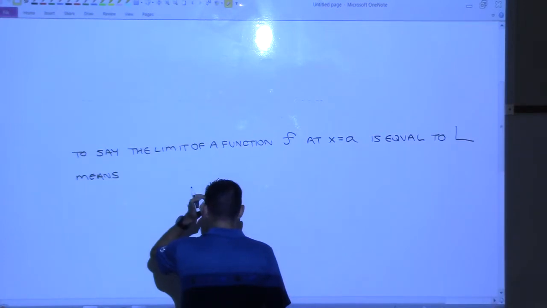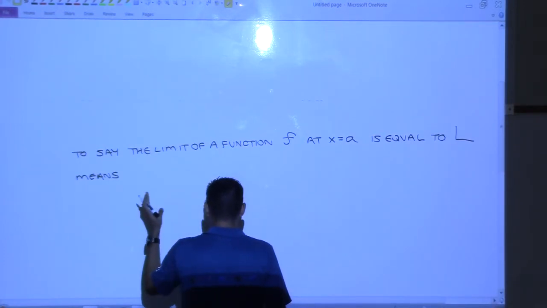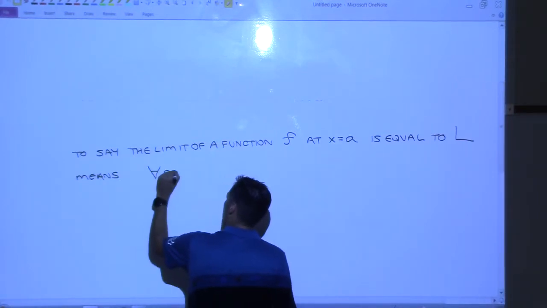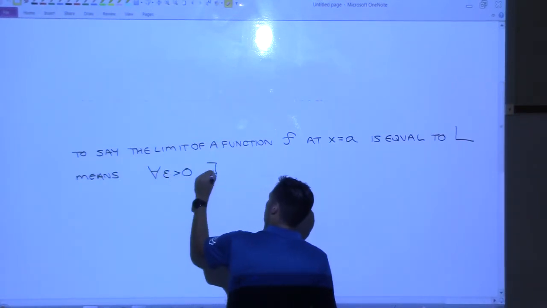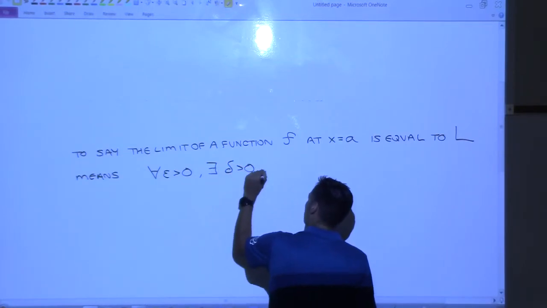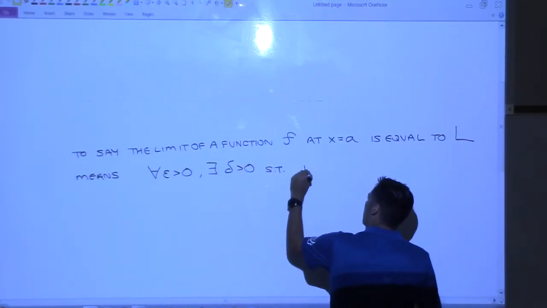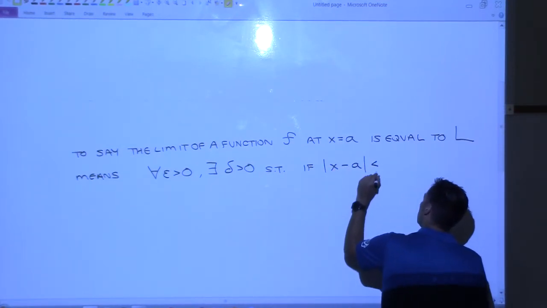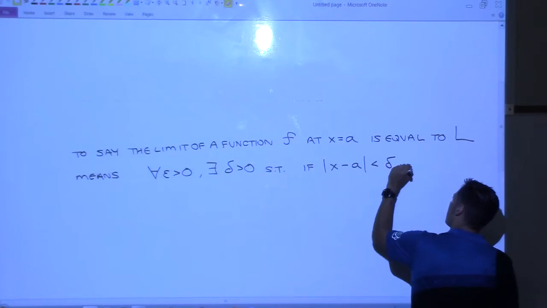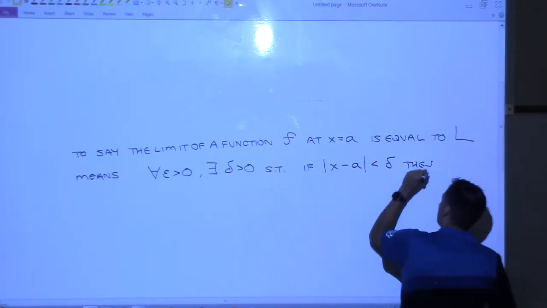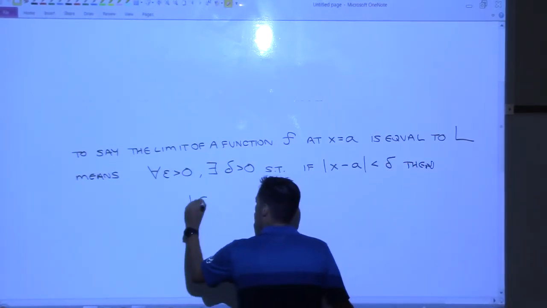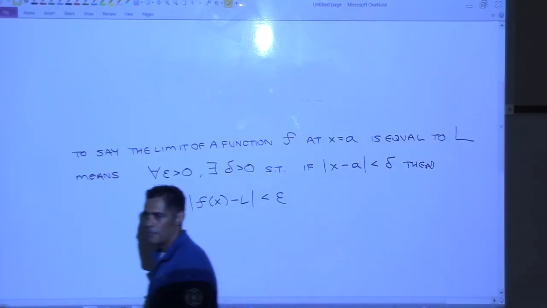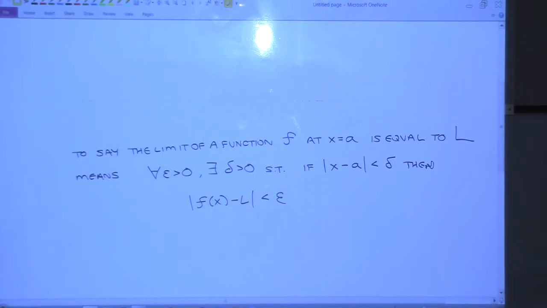I'm debating how I want to write this. Do you want to see it the way it's written, like mathematically? Yeah. Okay. For every epsilon greater than 0, there exists a delta greater than 0, such that if the absolute value of x minus a is less than delta, then the absolute value of f of x minus L is less than epsilon. That's the precise definition of the limit.